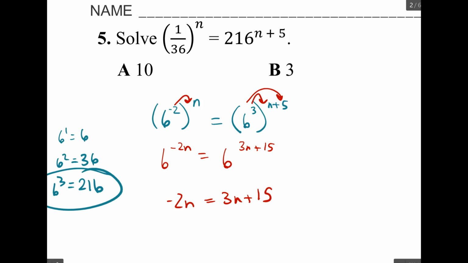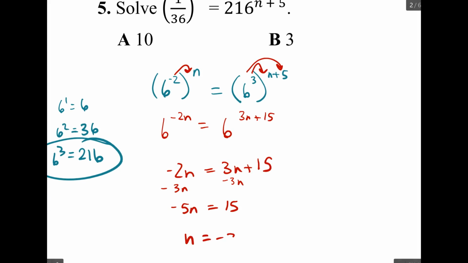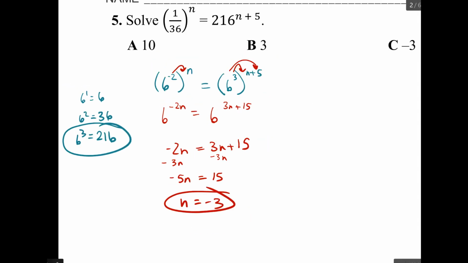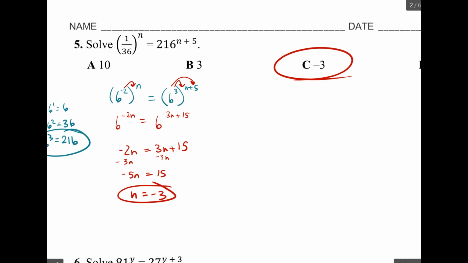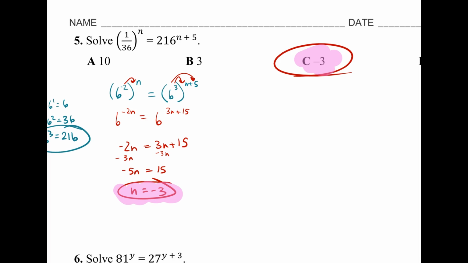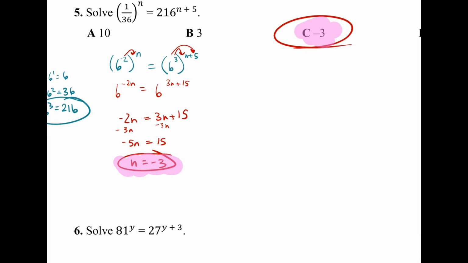Okay. Minus 3n on both sides. Negative 5n equals 15. Divide by negative 5. I see n is equal to negative 3. Is that an option? C! Okay, C, senor. There we go. Alright, let's do another.